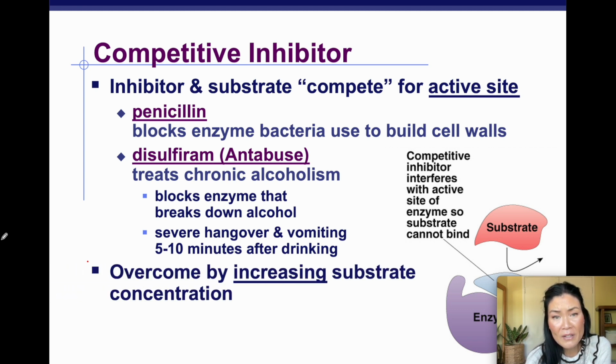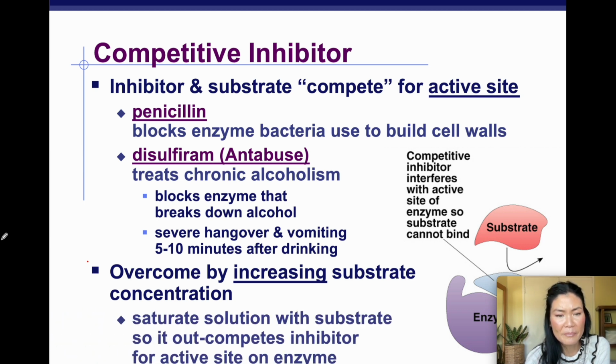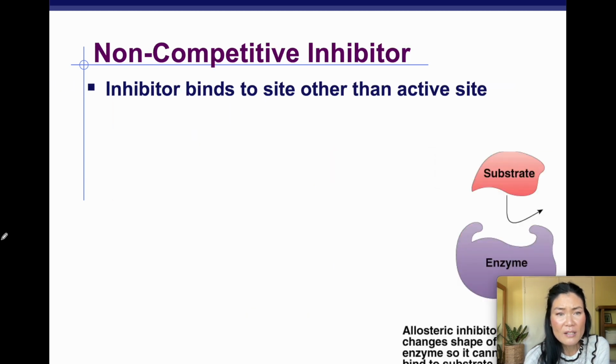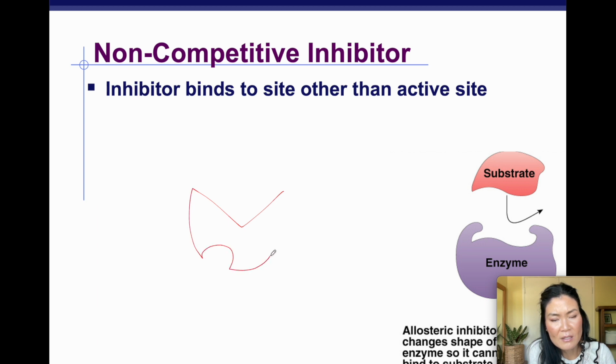And so with a competitive inhibitor, you can overcome the inhibitor by increasing the amount of substrate because they're competing. So if you increase the amount of substrate, then you can kind of block it out, okay? Okay, and a non-competitive inhibitor, let me go back here, it binds to a site other than the active site. So I'm going to draw my enzyme like this. Here's my enzyme, here's the substrate. The substrate binds to the active site. Well, with a non-competitive inhibitor, it doesn't bind to the active site, it binds somewhere else.